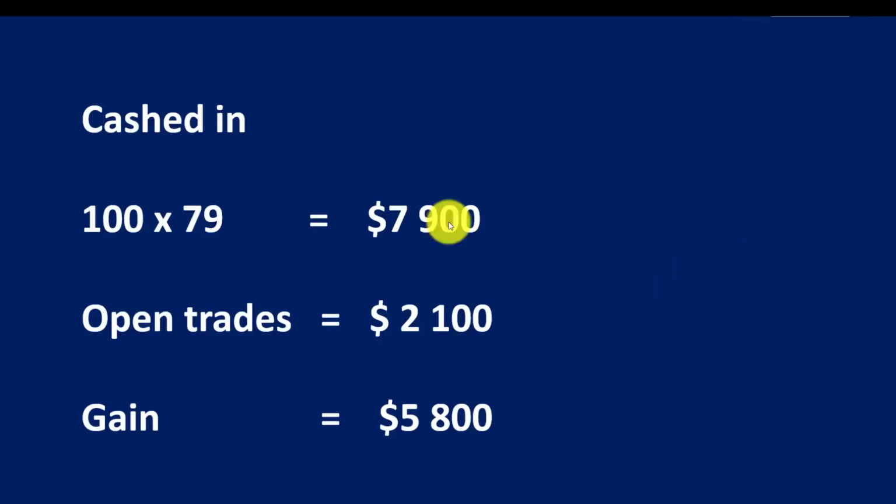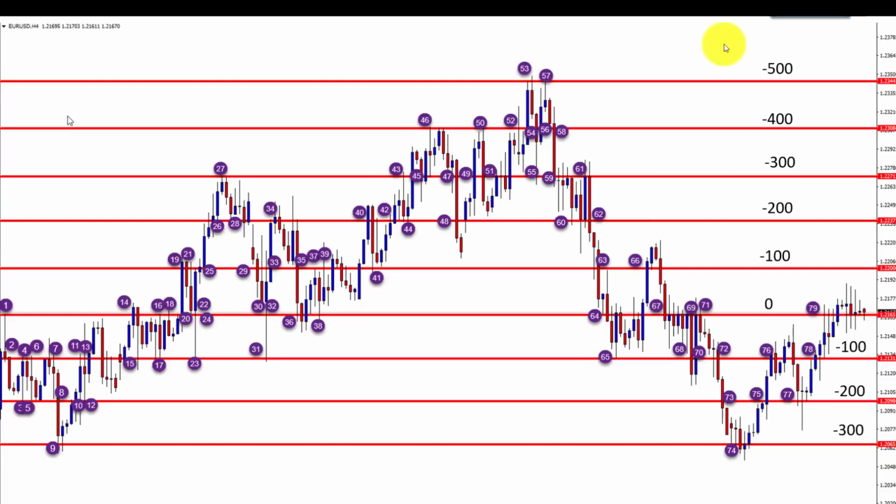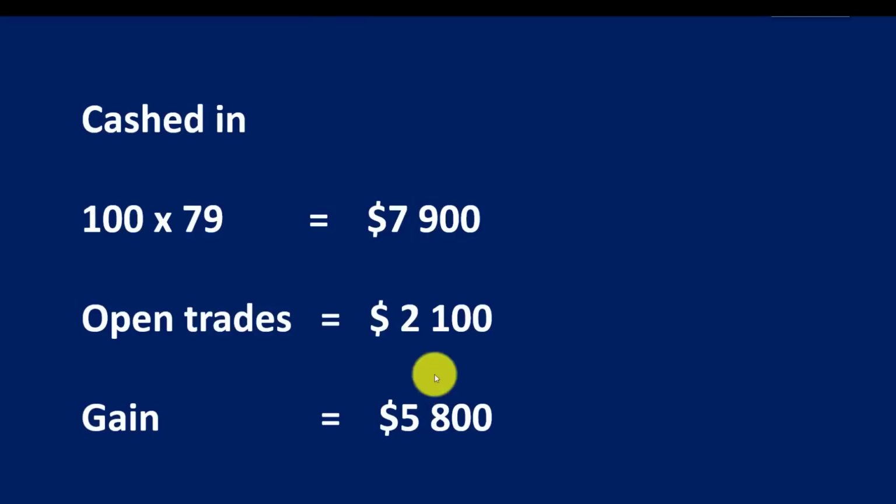So let's have a look at the results. So here on our cashed in side, we've got 100 times 79, and I'm just using dollars here, but it should actually be pips, 7,900. We've got open trades, and we've done that calculation. I'll just go back for you. So we've got 500, 900, 1,200, 1,400, 1,500, 1,600, 1,800, and then 2,100. So we've got open trades that have a balance of 2,100. It means we've made a gain of 5,800 pips.